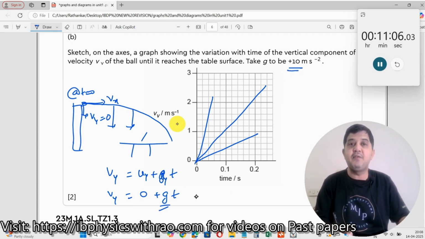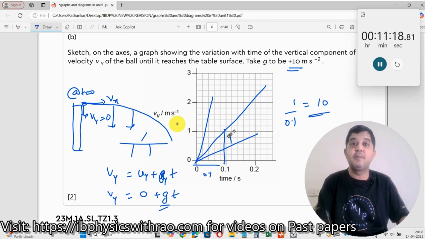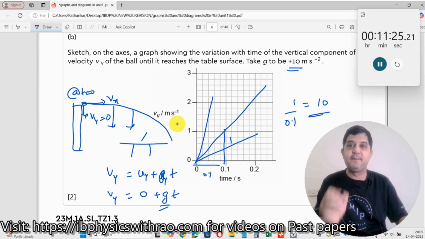Which line will give you 10 over here? This line will give you 10. For example, if I take here, this would be 1 and this would be 0.1. The slope would be 1 divided by 0.1, which is equal to 10, right? So this line should be the correct line. See to it that it passes through all these lines. It should at least make an angle of 45 degrees. That is very important.